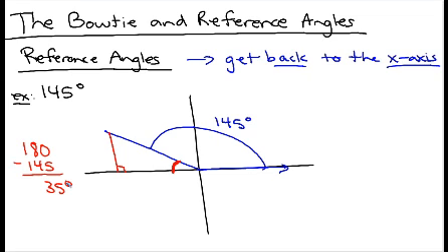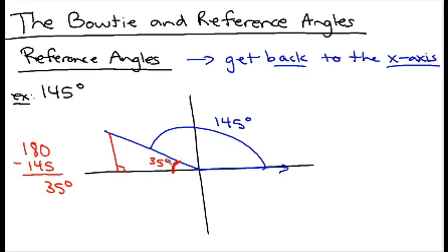So the reference angle for that 145 degree angle is 35 degrees. It's just the angle that gets us back to the x-axis. Does that make sense? No matter where I'm at.